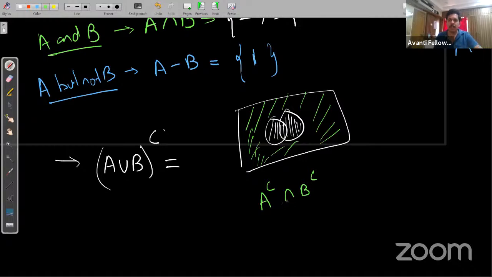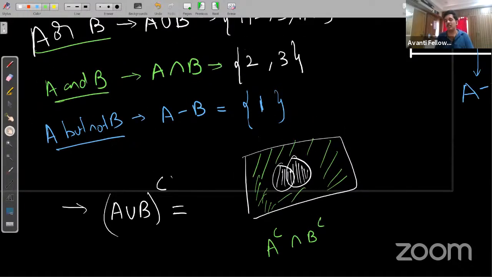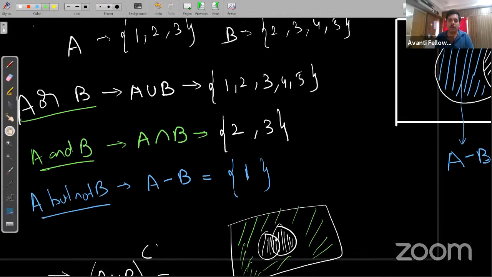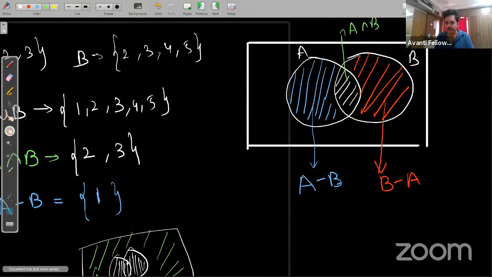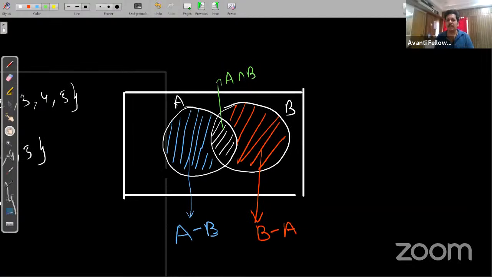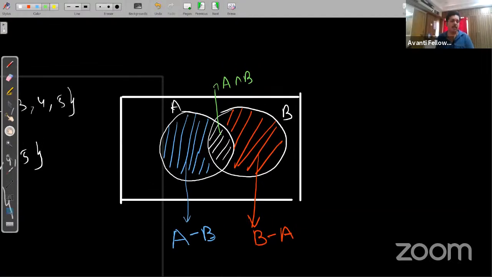While finding P of A, P of A union B, and P of A intersection B, this is very, very helpful. I will explain that. So this is some idea; you got it clearly or not? A union B, A intersection B, A minus B, and all these things, you got the idea or not? Please tell me, guys. Okay, very good.